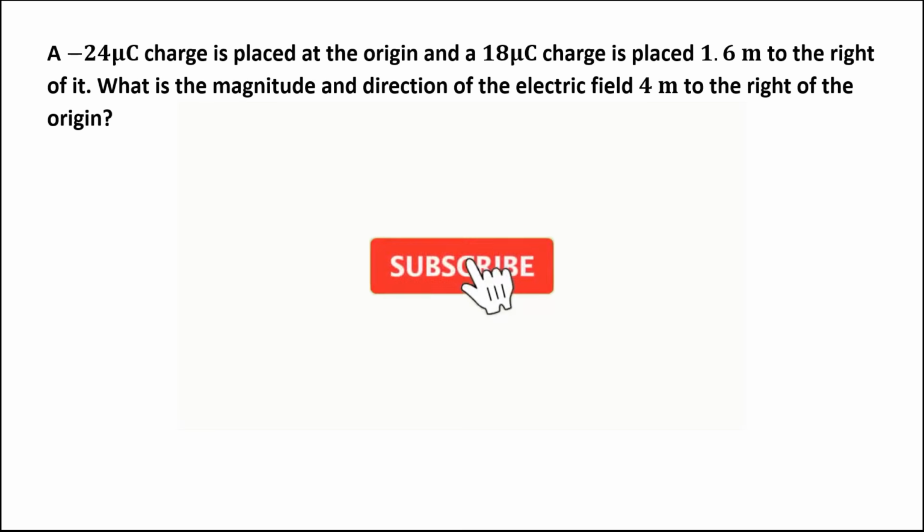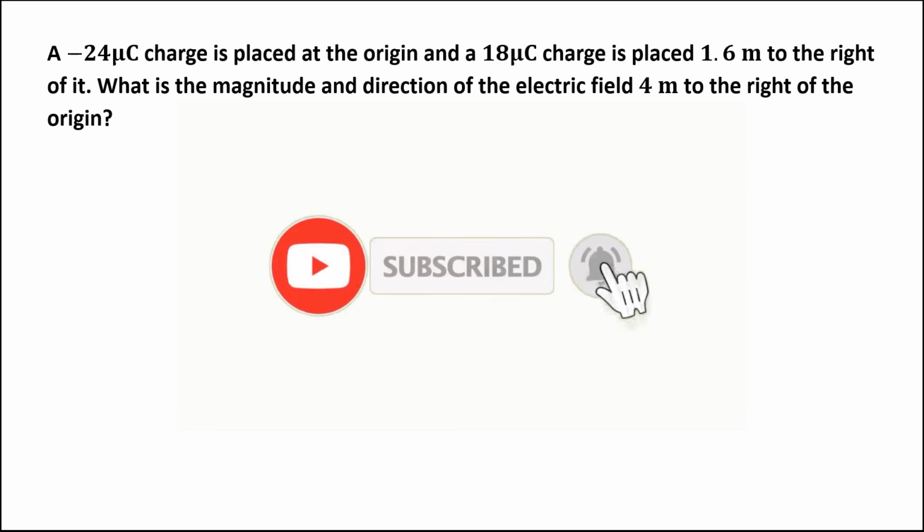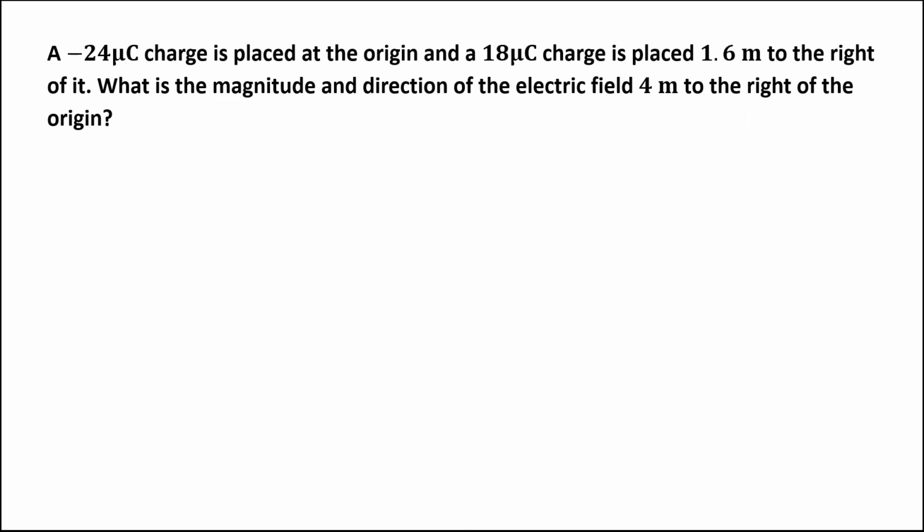So for this problem, a negative 24 microcoulomb charge is placed at the origin and a positive 18 microcoulomb charge is placed 1.6 meters to the right of it. What is the magnitude and the direction of the electric field 4 meters to the right of the origin?